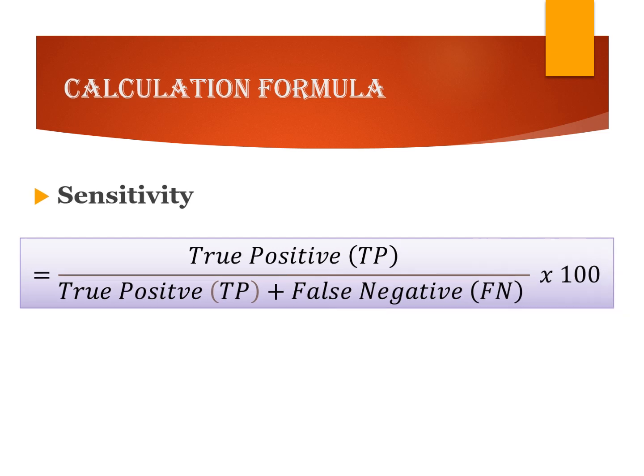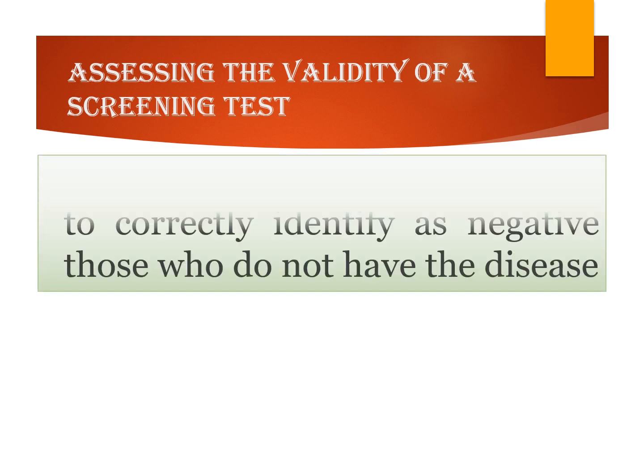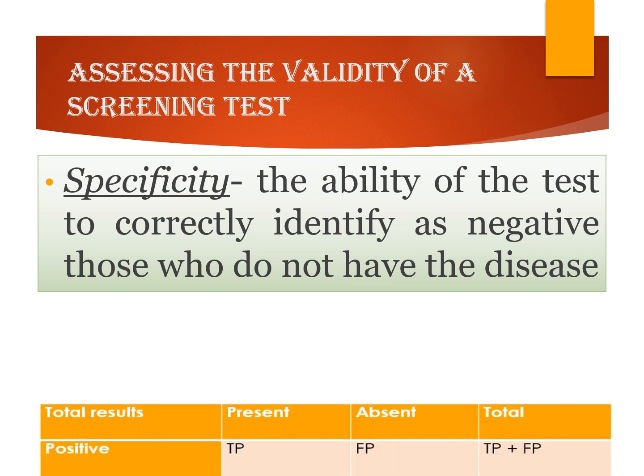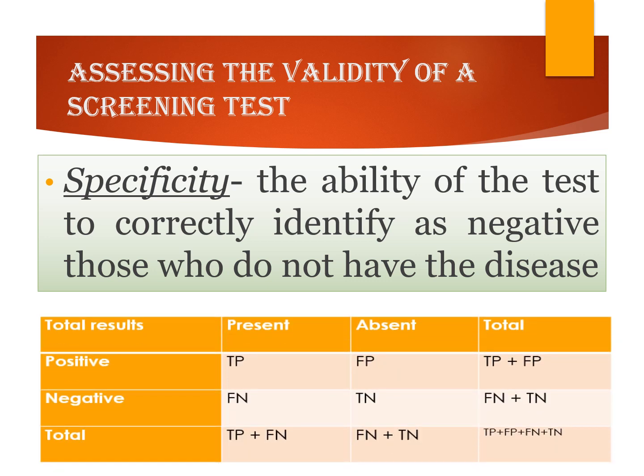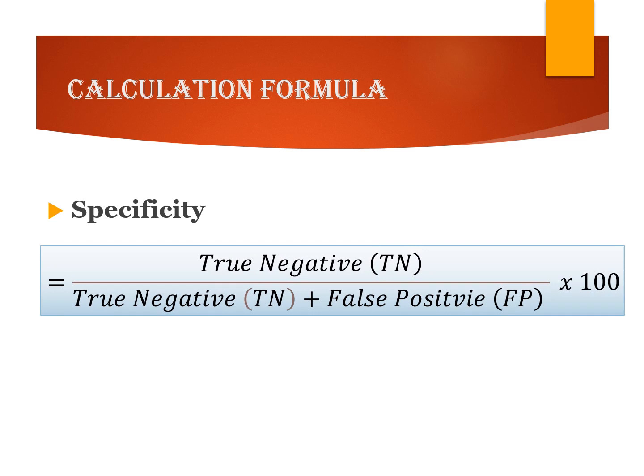For specificity, we want to ask ourselves the question, is this person truly free of the disease that we're screening for? So here, of course, we will focus on the outcome group, disease absent, and look at the false positive, FP, and true negative, TN. To calculate specificity, we use the proportion of true negative, TN, to the sum of TN and FP, then multiply that by 100.